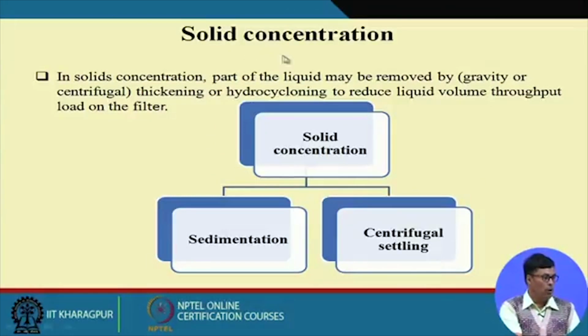Now there is solid concentration. In solid concentration, part of the liquid may be removed by gravity or centrifugal thickening or hydrocycloning to reduce the liquid volume and the throughput load on the filter. The solid concentration we can do by sedimentation and centrifugal settling. These are the two ways we can do that.